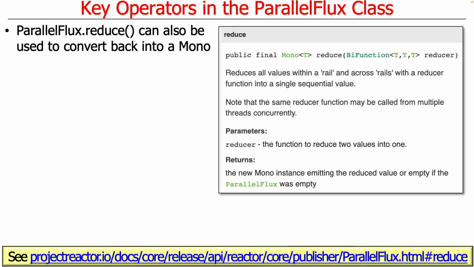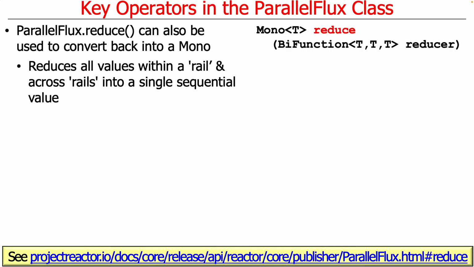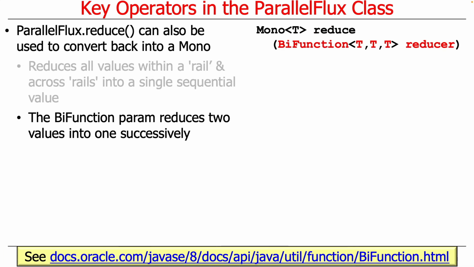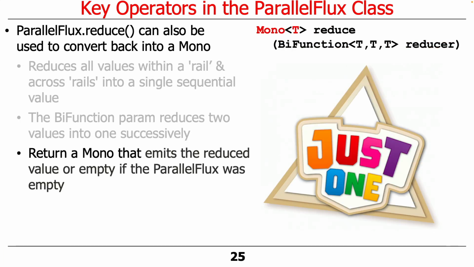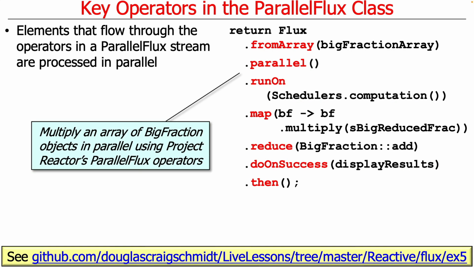You could also call reduce on a parallel flux to convert all the different rail values into a single mono. And this is how you do it. You call reduce. Reduce is passed a function that reduces two values into one successively. And you get back a single mono that emits either the reduced value, if that's what you ended up with, or if the parallel flux was empty, you'll get back an empty mono.